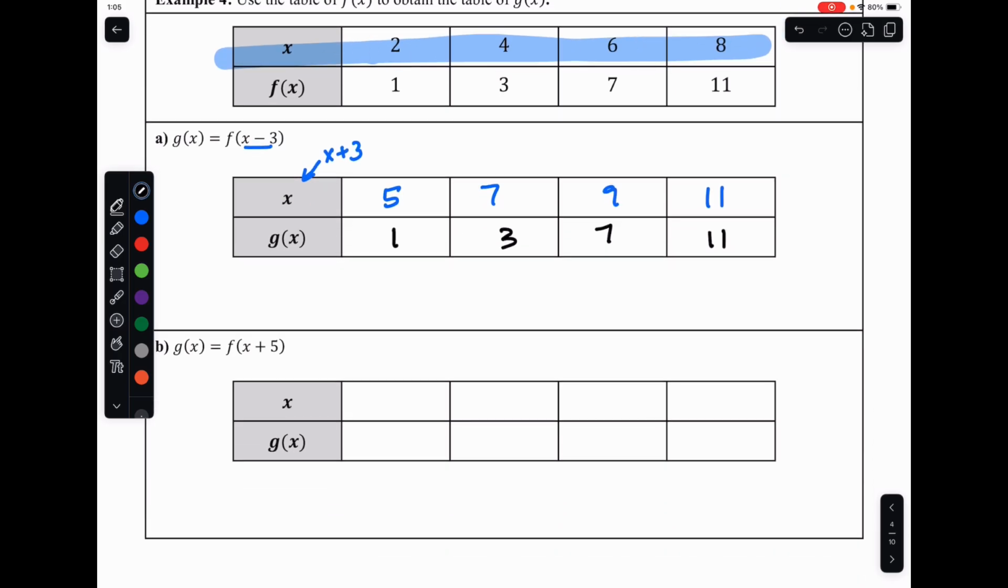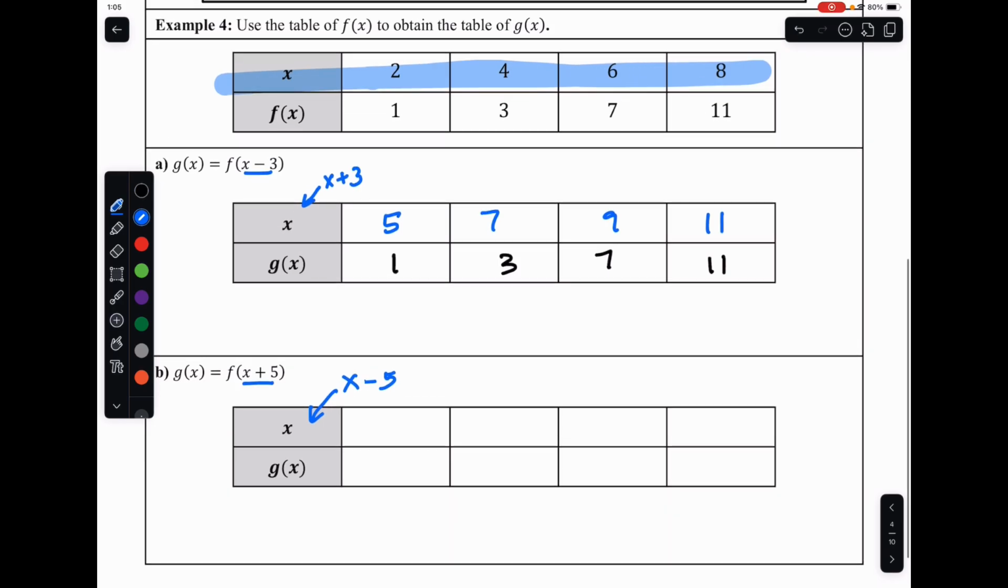So for part B, this again means this opposite situation. Since we have x plus 5, that means that we need to shift the graph to the left. So that means my x values are being subtracted. I'm going to look at the original x values, 2, 4, 6, and 8, and subtract 5 from them. So negative 3, negative 1, 1, and 3. I said 3 earlier, but I meant 5. We're subtracting by 5. And of course, your y values do not change. Those are still going to be 1, 3, 7, and 11.